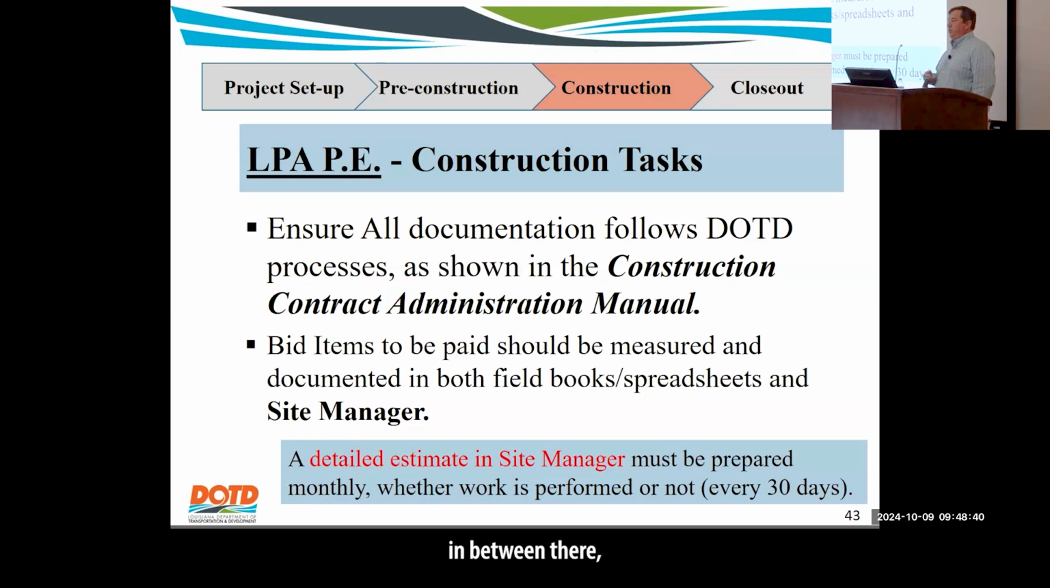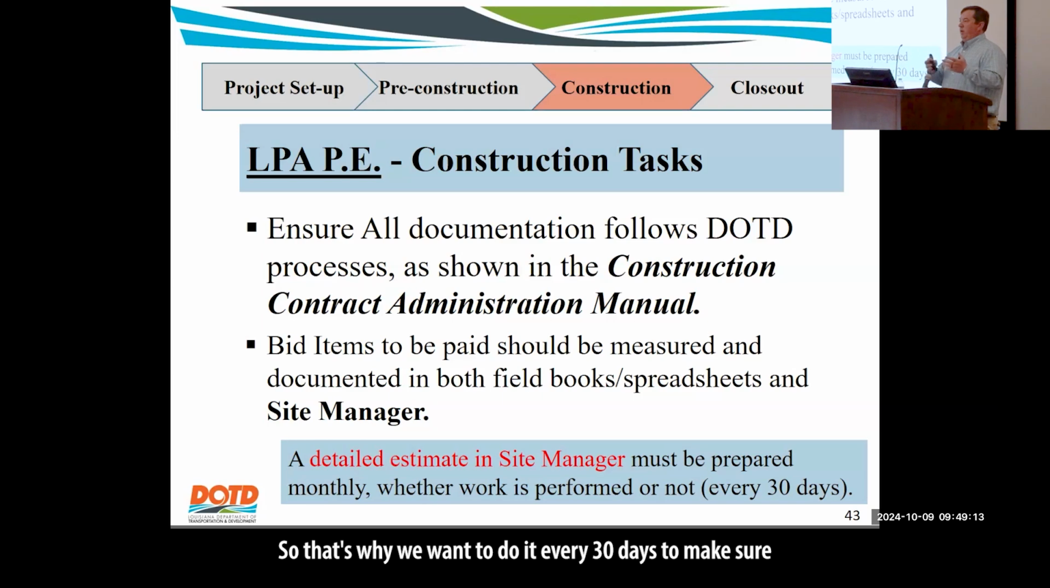Yes, you might have a zero estimate in between there, but some of our pay adjustments are based on the estimate period. So say you did an estimate for 3 months because the first 2 months they didn't do any work. That third month they did asphalt. Well, when you do the estimate, it's looking at that first month time period for the pay adjustment portion. So your asphalt and fuel adjustment would be based on the pricing for the first month rather than the third month. So that's why we want to do it every 30 days, to make sure we don't run into some of those pay adjustment issues at the end.